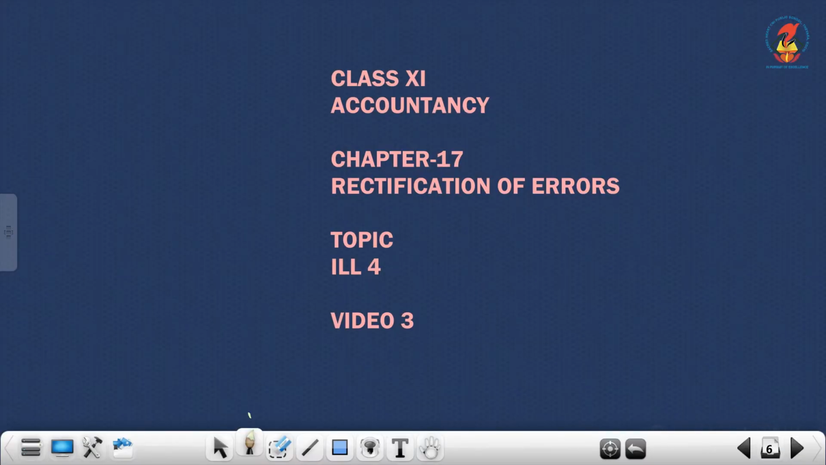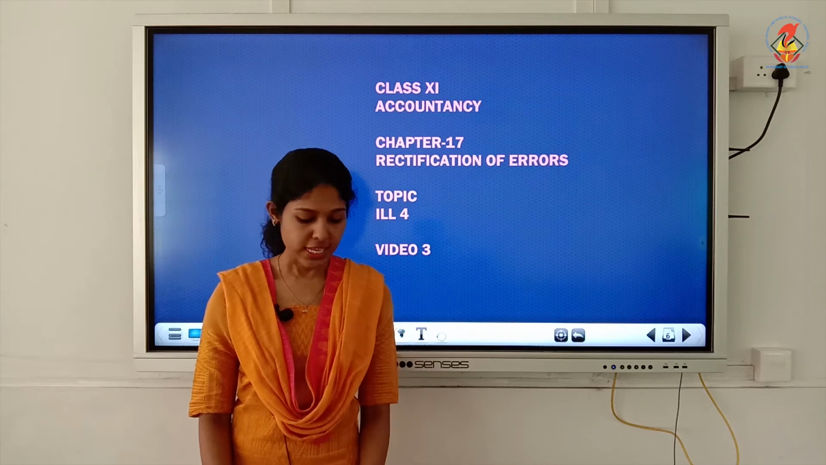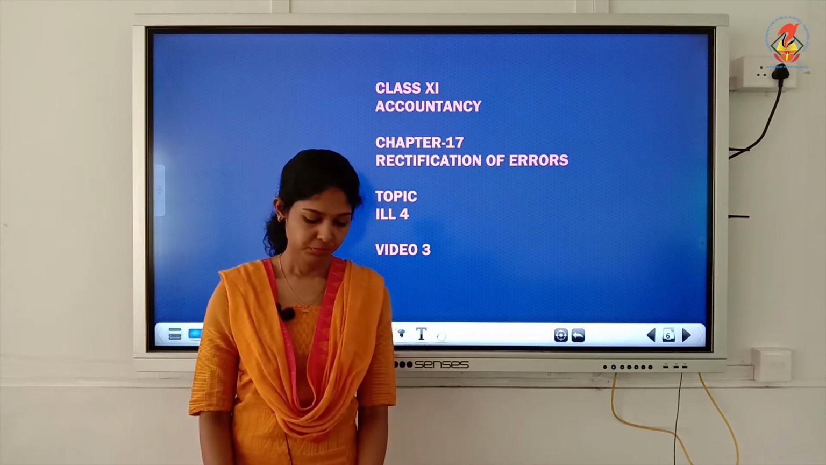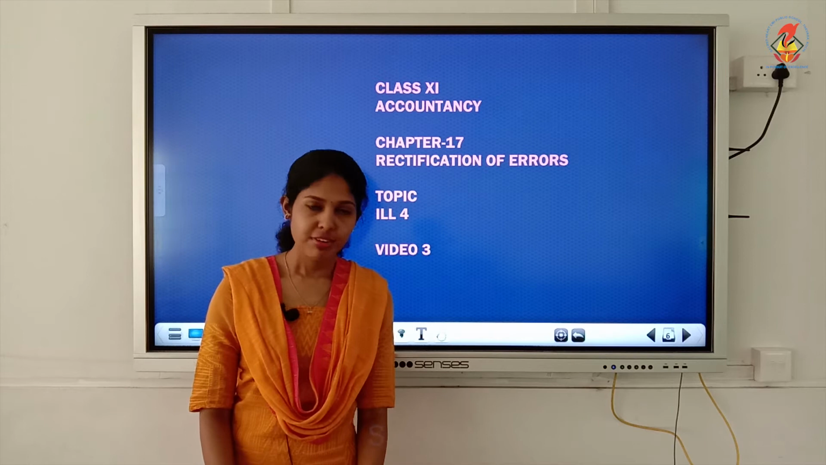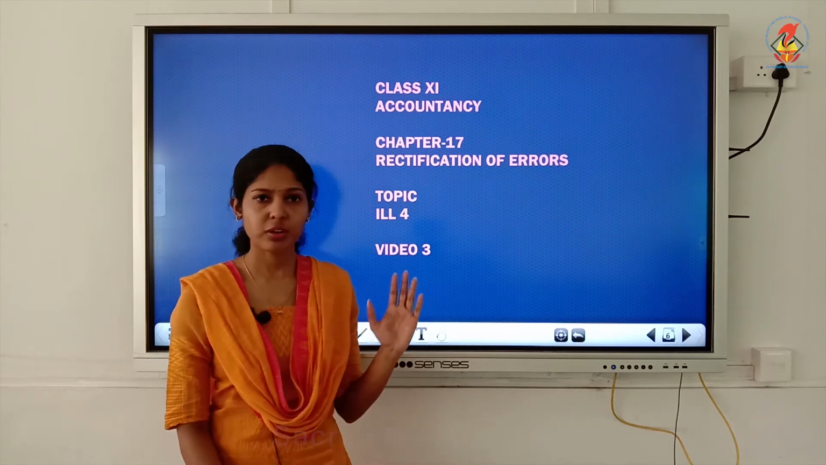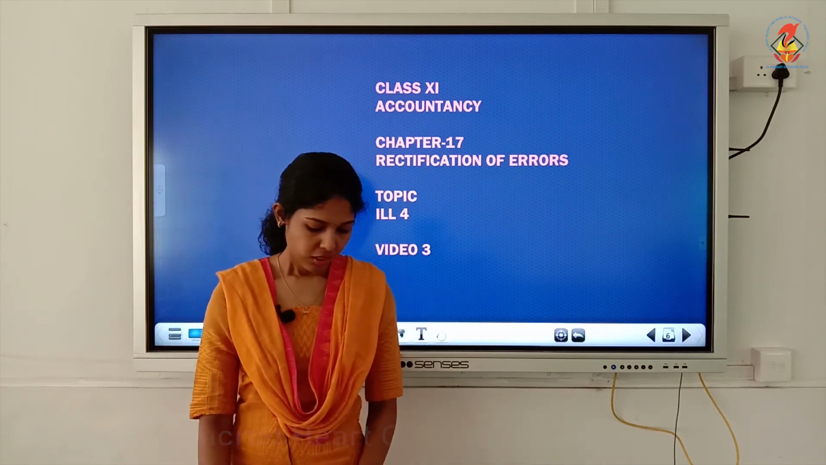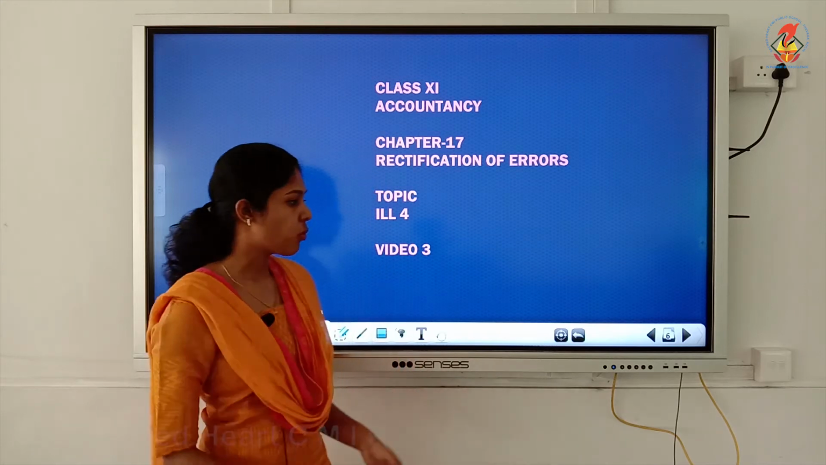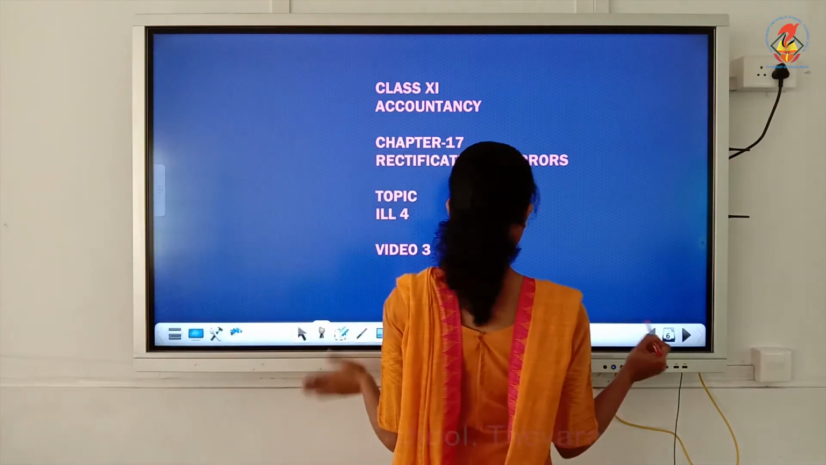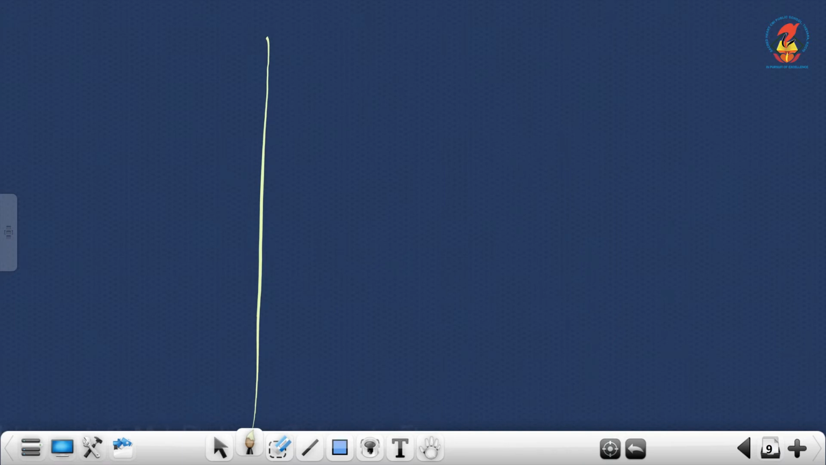We are continuing the chapter. Next we will work out illustration number 4. We have 11 transactions there. It is similar to what we did in previous video. Okay, so we will draw the format first. Draw 3 columns with equal space. We need a correct entry column, wrong entry column and rectification.